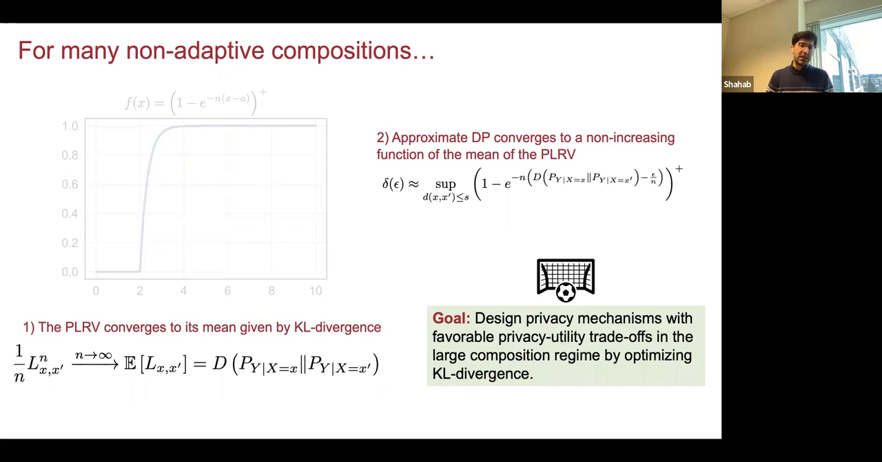The goal of this talk is that we want to use this approximation for delta to design a mechanism which gives us the smallest possible delta when n is large enough.